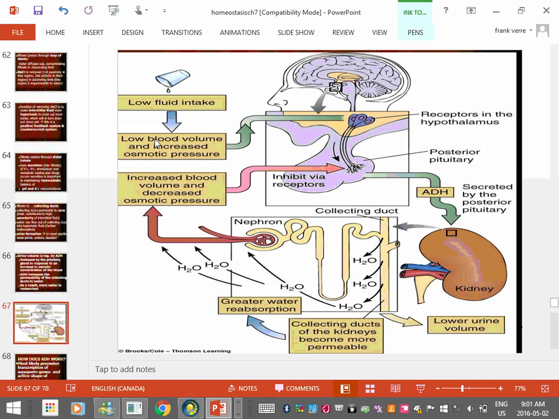When you don't have enough water, that means there's going to be less water in your blood because you're dehydrated. Okay? Not enough water in the body. That means not enough water in the bloodstream. Well, according to our formula, C equals N over V, if there's not enough V, what happens to C? C goes up, right? So the blood becomes concentrated, right? Now, here's the thing.